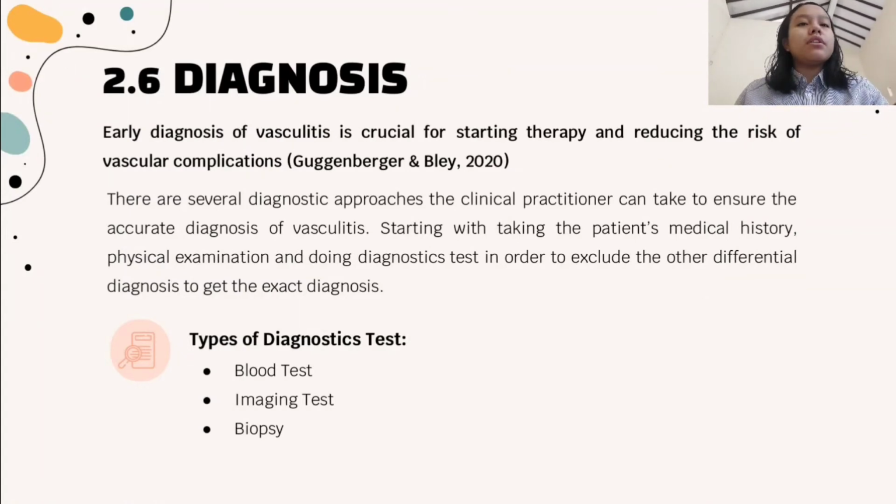So the next one we're going to talk about is the diagnosis. Early diagnosis of vasculitis is very crucial for starting therapy and reducing the risk of vascular complications. There are several diagnostic approaches the clinical practitioner can take to ensure the accurate diagnosis of vasculitis, starting with taking the patient's medical history, physical examination, and doing diagnostic tests in order to exclude the other differential diagnoses to get the exact diagnosis. There are several types of diagnostic tests: blood tests, imaging tests, and biopsy.